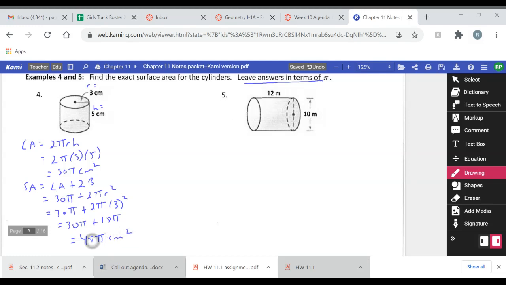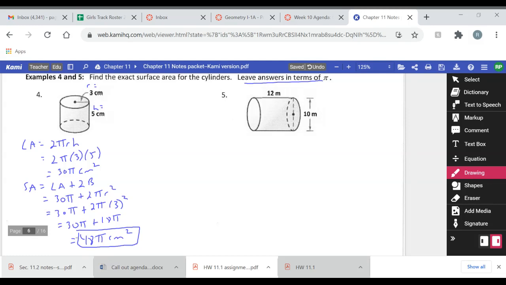So if they asked for it in exact form, or they said leave answer in terms of pi, this is what I would do. I would not multiply by the pi throughout the problem. If it does want me to round to the nearest tenth or the nearest whole number, I would use my pi button on my calculator when I multiply, not 3.14, and that would keep it more accurate.